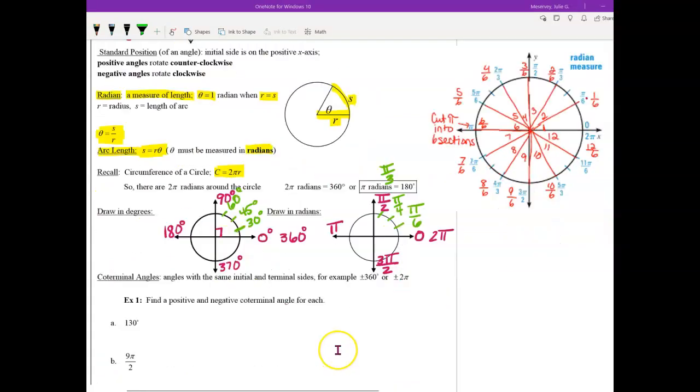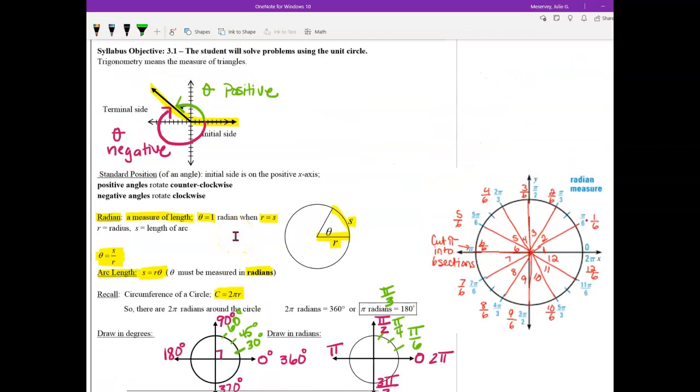Now let's look at what a coterminal angle is. A coterminal angle means we're going to start in the same place and we're going to end in the same place. So basically, algebraically, you're adding or subtracting 360, or you're adding or subtracting 2 pi if you're in radians. So if we look up here, this is a coterminal angle here.